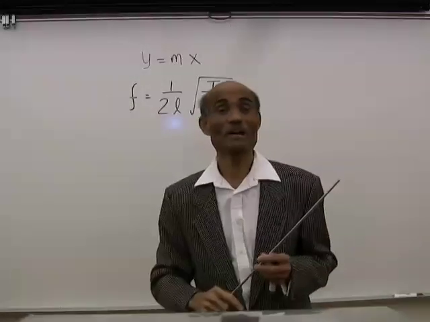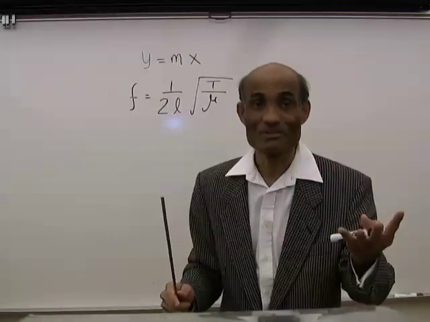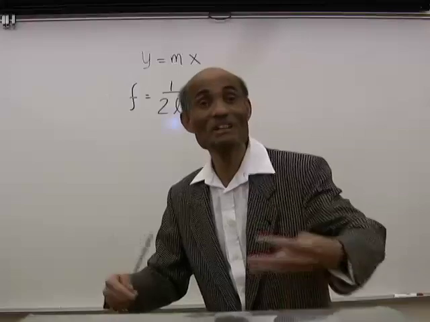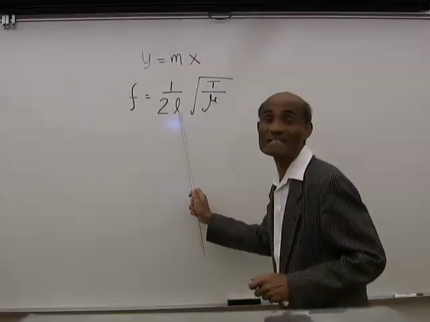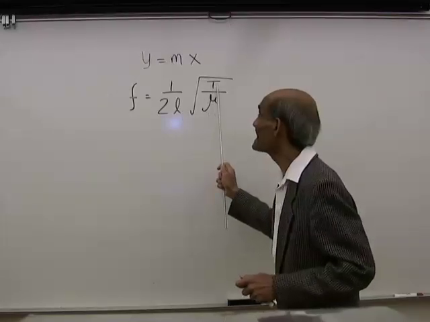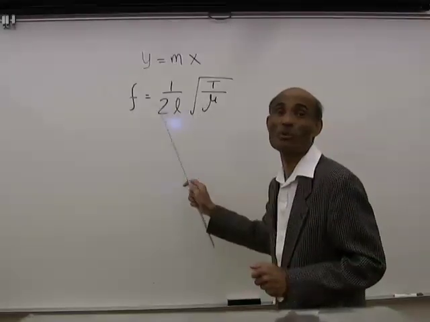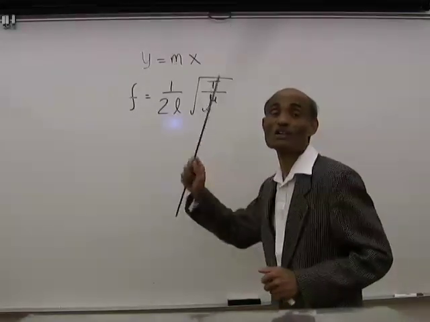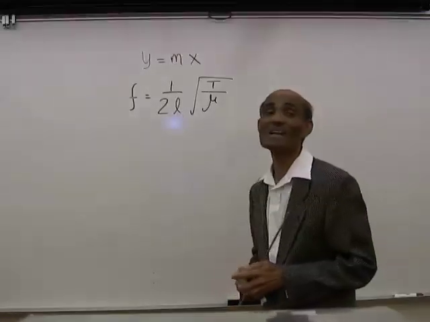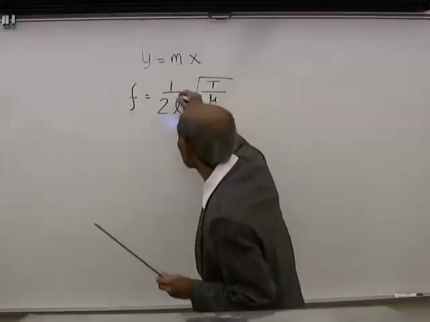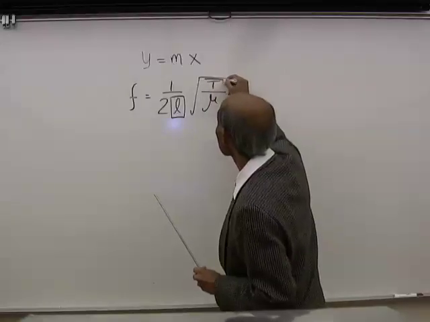In every lab that you do, you should be able to say what the variables are. Well, the variables are the measurements that you take. Suppose I tell you L is a variable and T is a variable. F and mu are constants. How do I write this equation in the form y equal to mx?